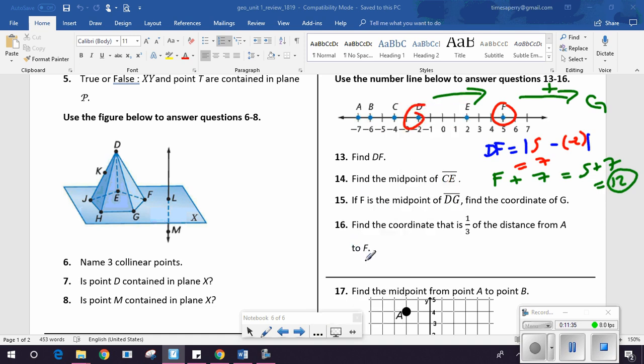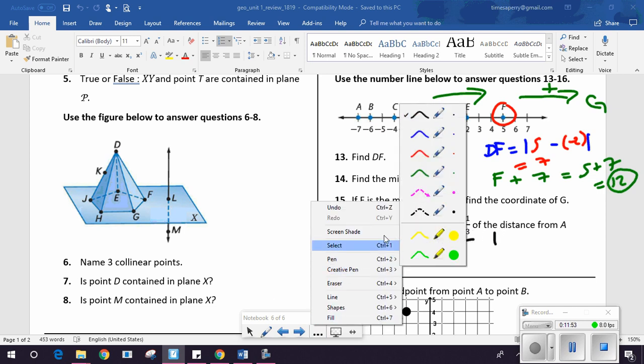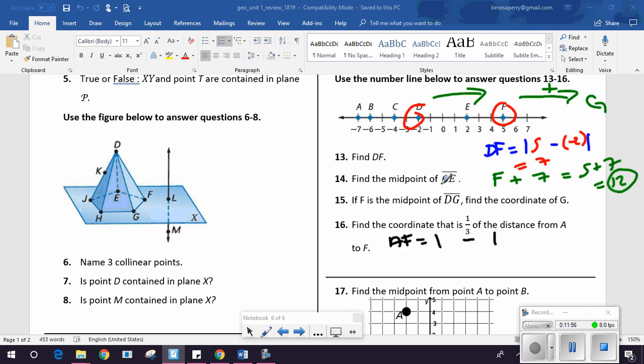Number 16 wants us to find the coordinate that is 1/3 of the distance between A and F. So the first thing we have to do is find the distance from A to F, the total distance. F is on the right at 5. A is on the left at -7. So that's the absolute value of 5 plus 7, which is 12. So that's the absolute value of 12, so that's 12. Our total distance is 12.